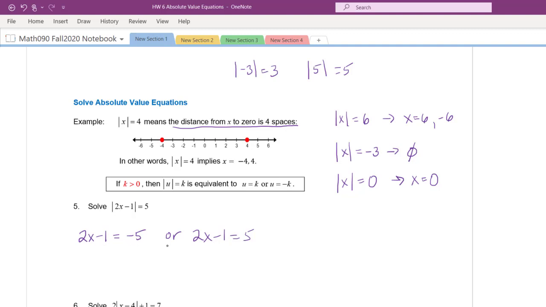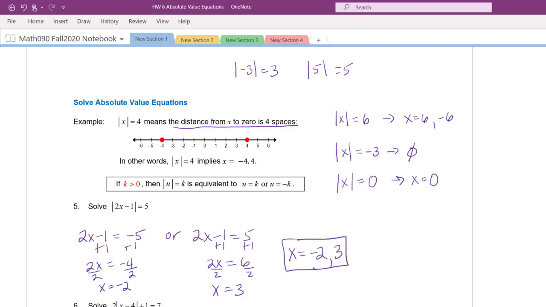And now you're going to solve each of these individually. So adding 1 to both sides, I would get 2x equals -4, and then dividing by 2, I'm going to get x equals -2. So that'll be one solution. And then same steps over here, add 1 to both sides, 2x equals 6, divide by 2, x equals 3. So my two solutions would be x equals -2 and +3.